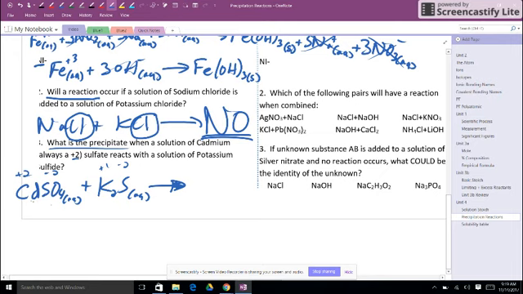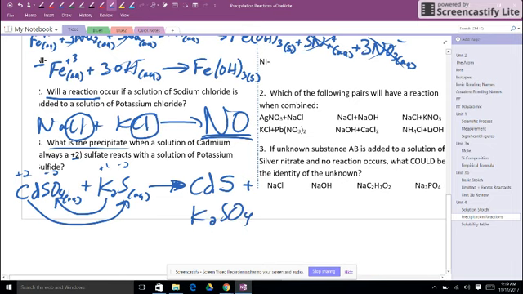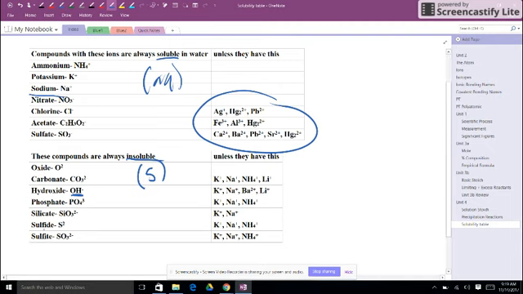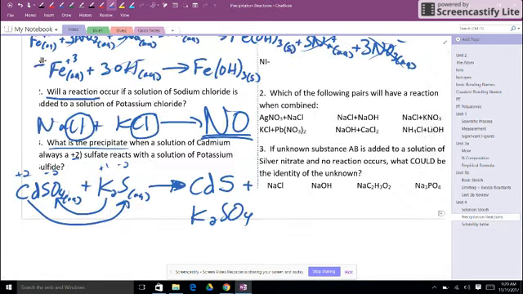So let's check this one out. So the cadmium is going to go with the sulfur, and the potassium is going to go with the sulfate. And again, I'm not going to even balance this because I'm not concerned with balancing the equation. I just want to find out which is the precipitate. So cadmium sulfide. Looks like sulfides are typically insoluble, and cadmium is not one of those exceptions. And it looks like sodiums or potassiums are soluble. So this is going to be your precipitate for this problem.